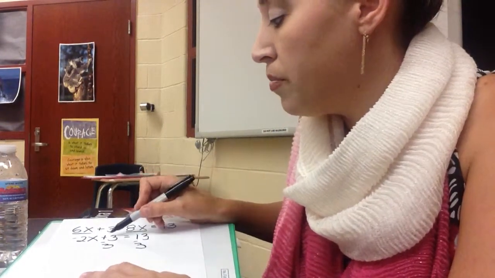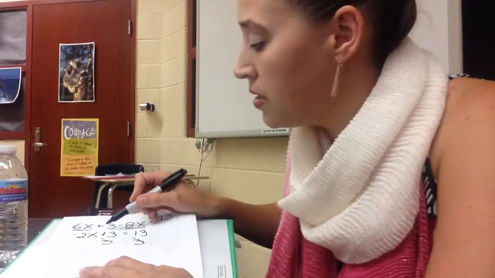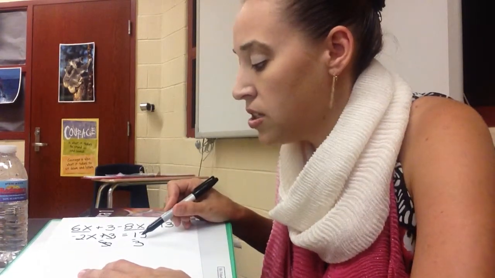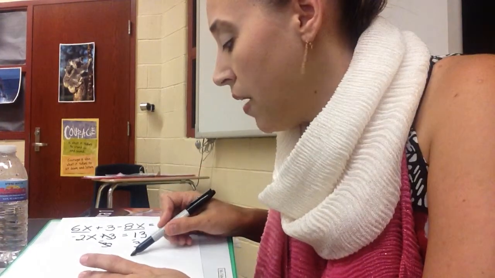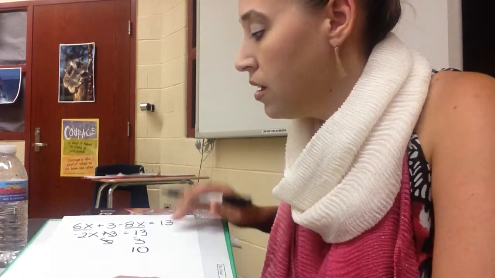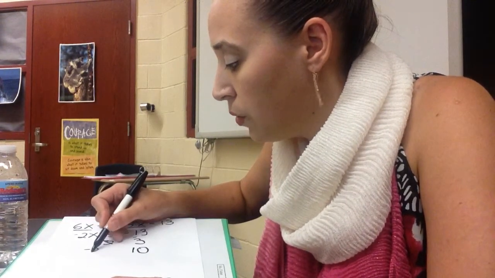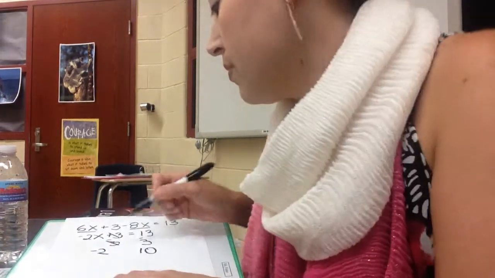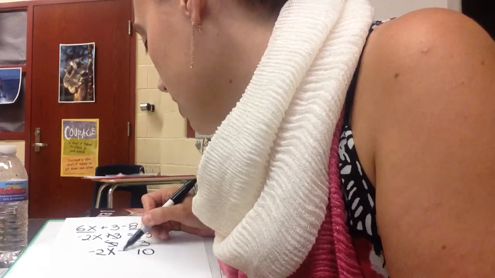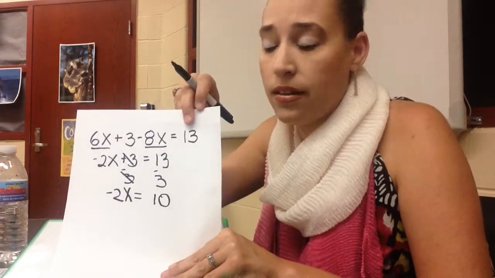A plus 3 and minus 3 gives you a what? It gives you a 0, so they just cancel out. 13 minus 3 gives you 10. So now I have negative 2x equals 10.